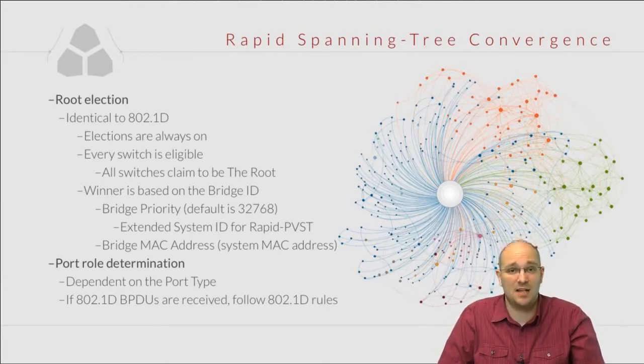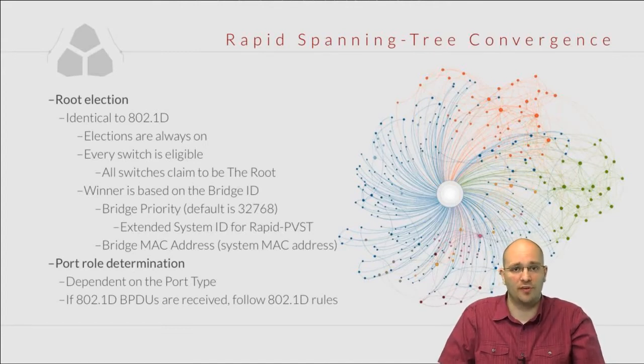this is based on the bridge ID, which consists of the bridge priority and the bridge MAC address. The bridge priority, of course, is the number. The lowest number wins. The default value in Cisco switches, in Catalyst switches, is 32,768. But here, when we are running the spanning tree or the rapid spanning tree in per VLAN setting, we have to remember that we have the extended system ID, which is going to be the VLAN number.